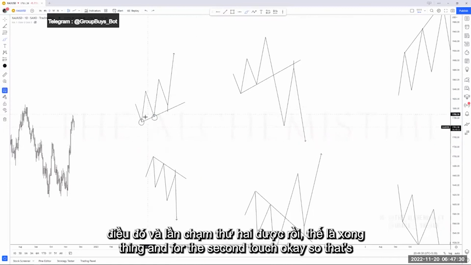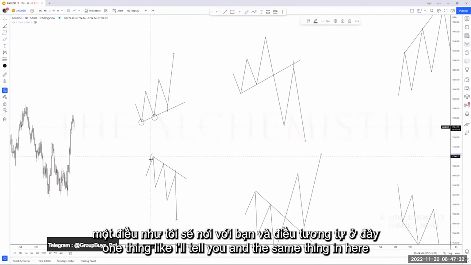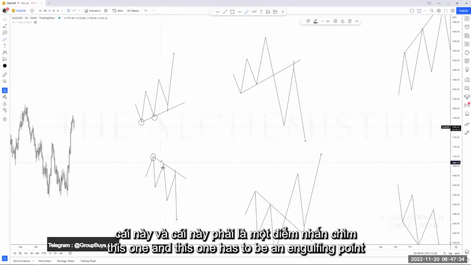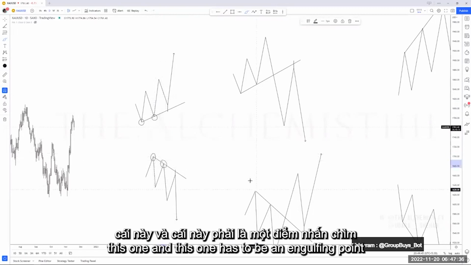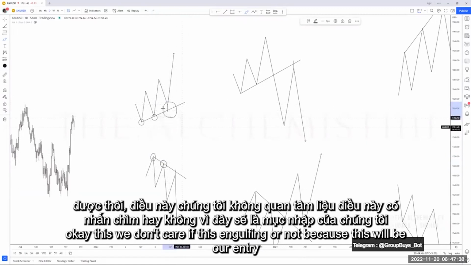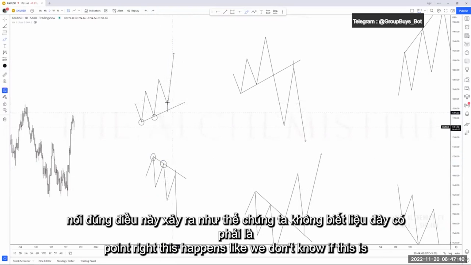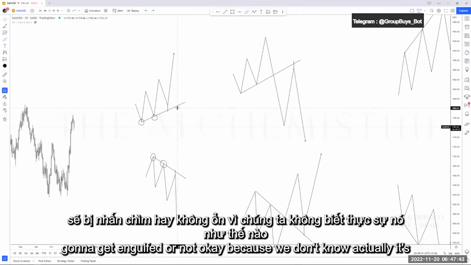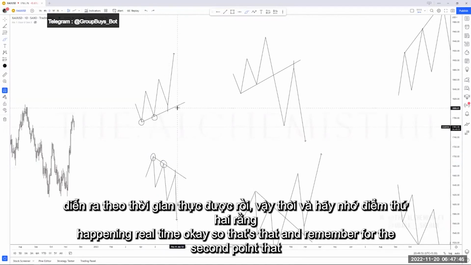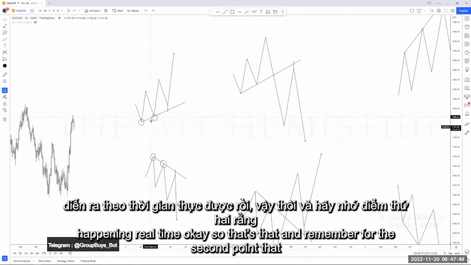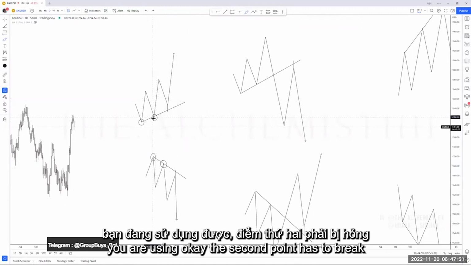And the same thing in here. This one and this one have to be engulfing points. This we don't care if it's engulfing or not, because this will be our entry point. This is happening in real time, so we don't know if it's going to get engulfed or not. Okay, so that's that.